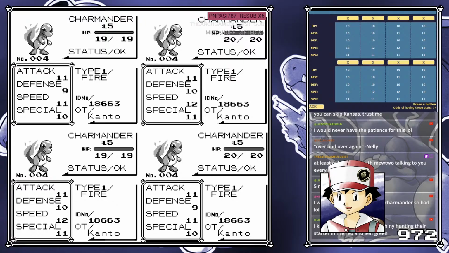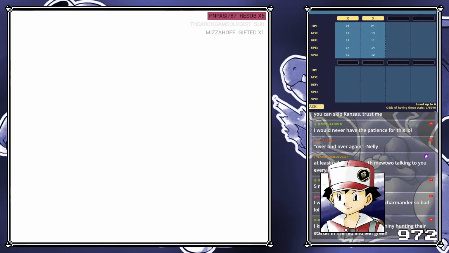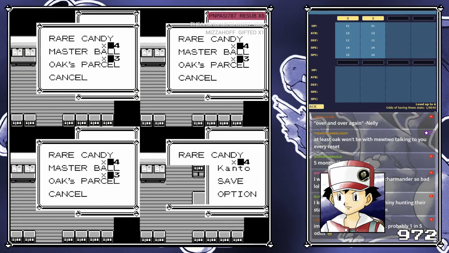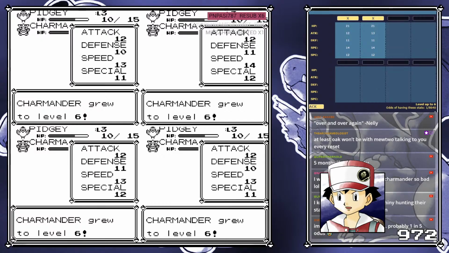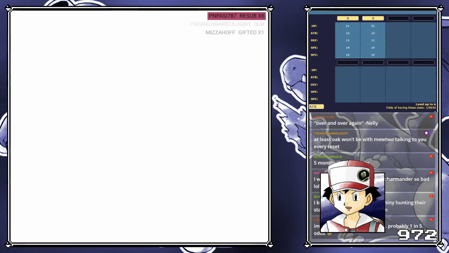All right, we got bottom left looks good. 19, 11, 10, 12. Yep. Bottom left, 20 HP. That is no go. That is trash. Okay, boom.